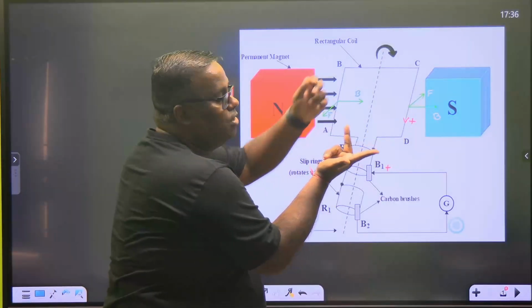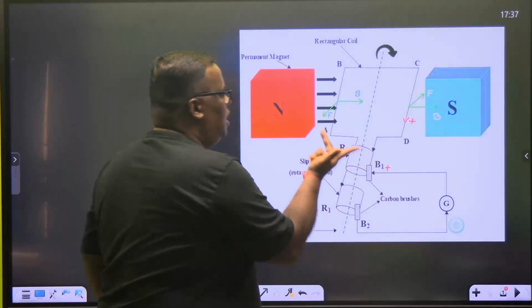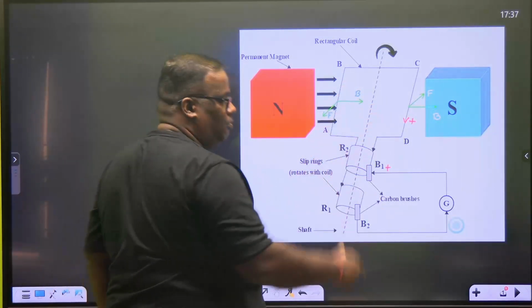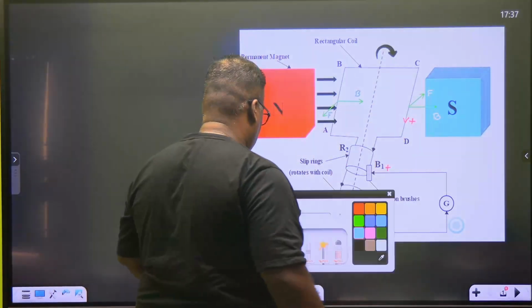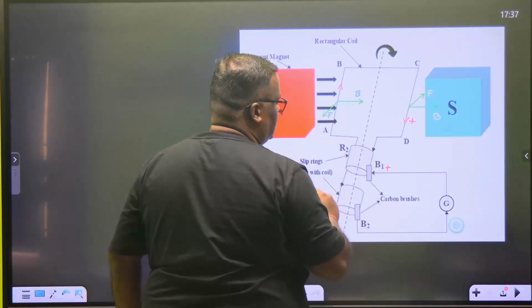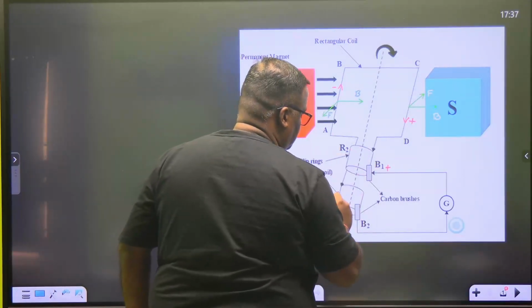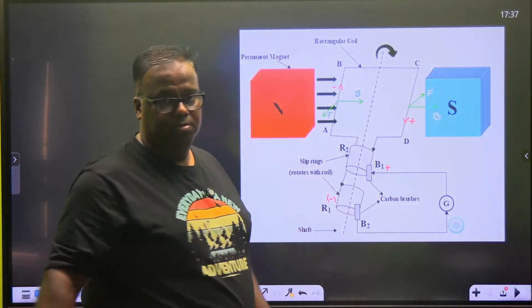So the current is now pointing in the upward direction. Have you understood? F, B, F current is in upward direction. So what I do, I put the current in upward direction. This current is in upward direction, and let's say upward direction is negative. That means this part is negative right now.